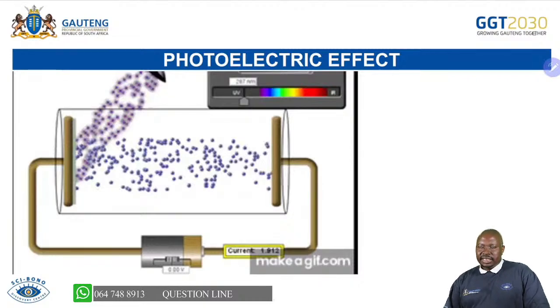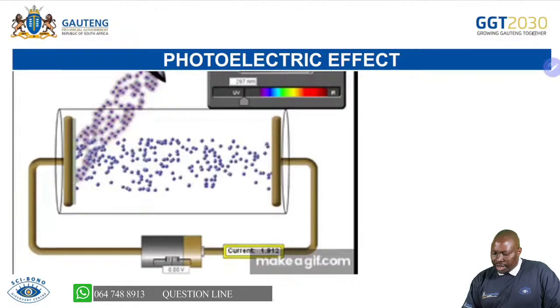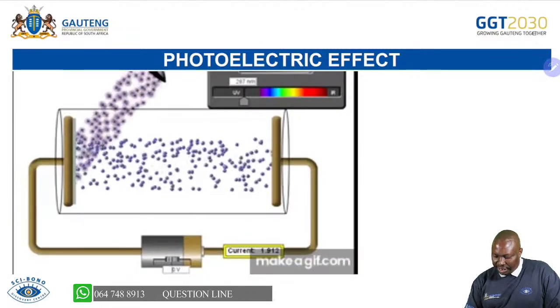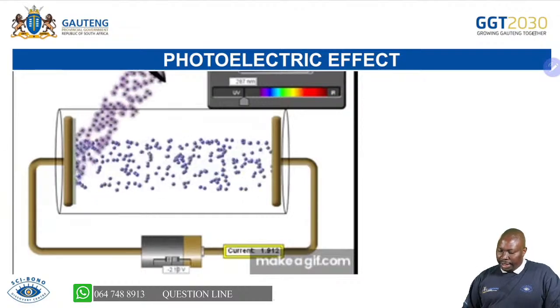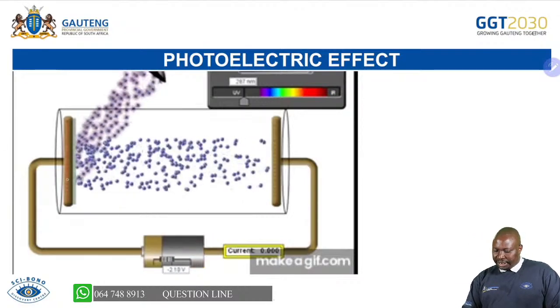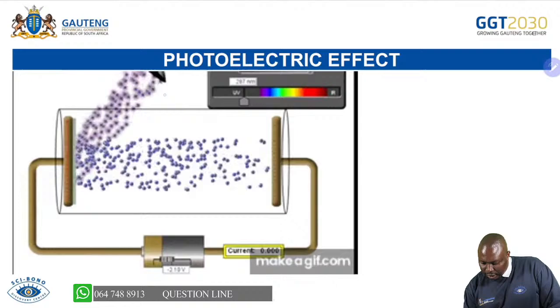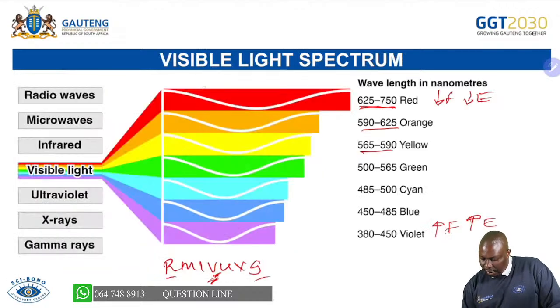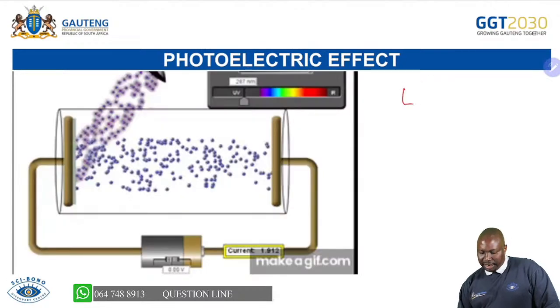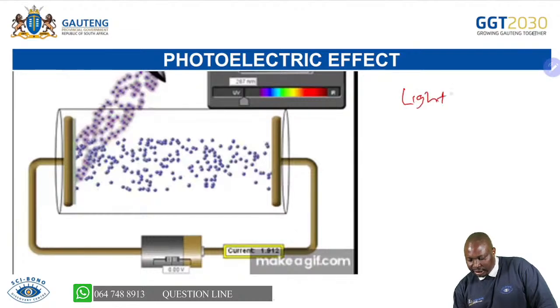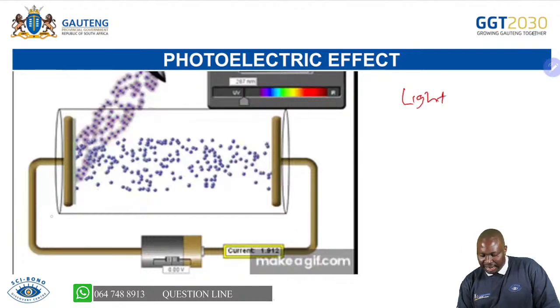Now, I wanted to include this one to say, let's look at when you have, say, your UV light that you are going to expose. In this type of experiment, we have a metal surface, and you can see what happens when we expose the metal surface to light. We expose the metal surface to our light.